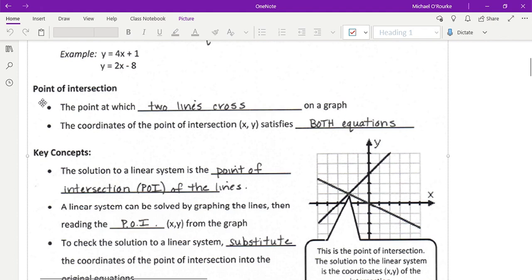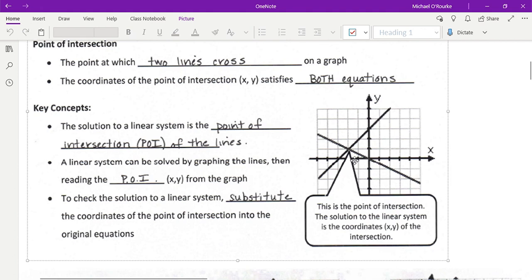If you ever hear of a POI, that means point of intersection. Okay, where the two lines cross. So, for example, right here is our POI, our point of intersection, where those two lines cross.